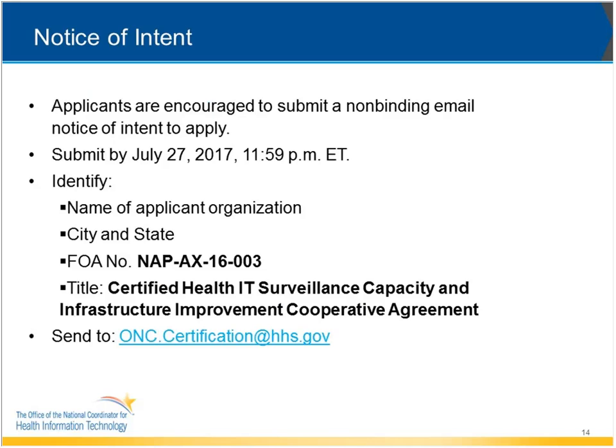And so the next due date that we're looking at is to identify your intent to apply through the notice of intent, which is due on July 27th. Some key identifiers that need to be on this notice of intent are the name of the organization, the city and state, and of course the full title. All this information can be submitted to onc.certification@hhs.gov.